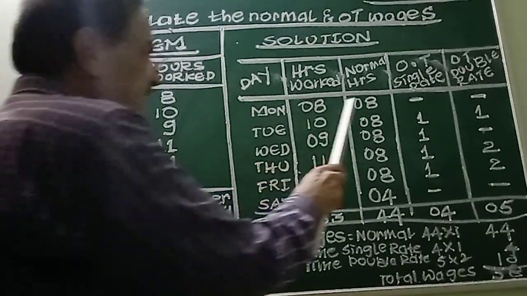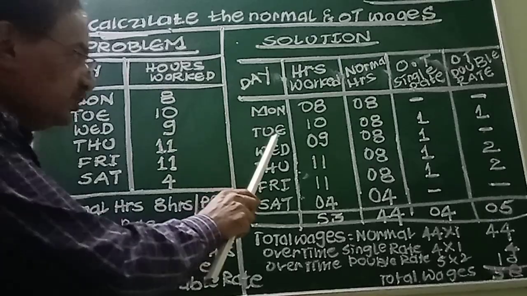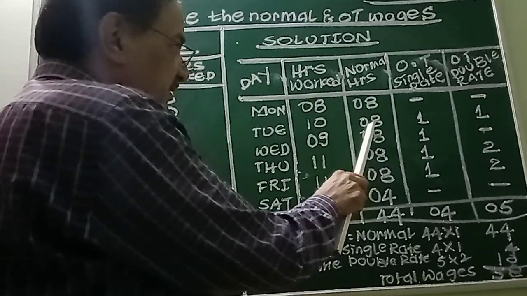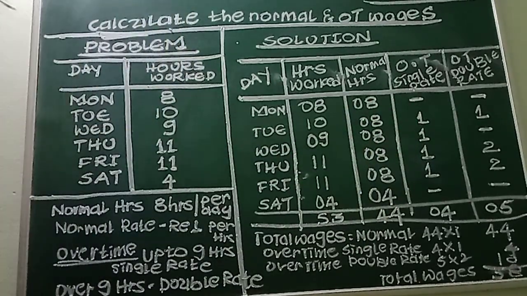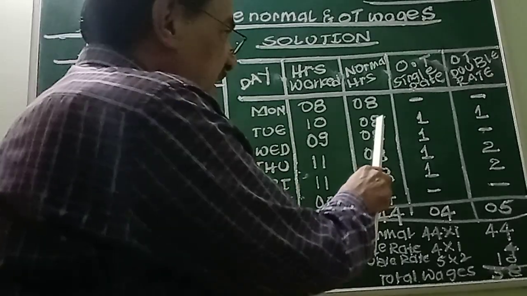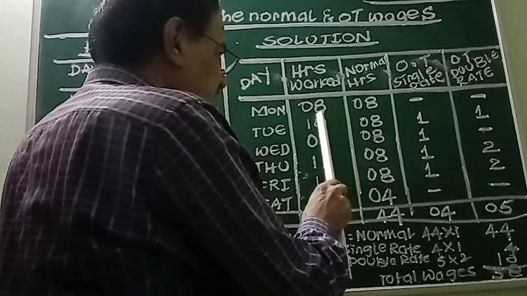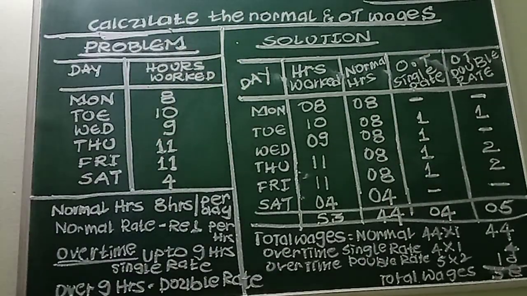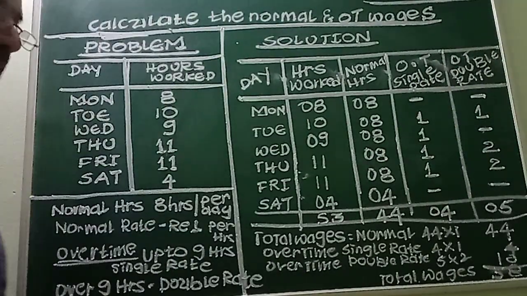So Monday 8, dash dash, because the hours worked is equal to normal hours, he will not get any OT, overtime wages. Tuesday 10 hours, 8 hours normal. So 1 hour up to 9 hours he will get under single rate. He is eligible to get the double rate only when he exceeds 9 hours per day. Because 8 plus 1 is equal to 9, and 10 minus 9 is equal to 1. 1 hour extra he has worked over and above 9 hours. So he will get double payment, 1 rupee and 1 hour.